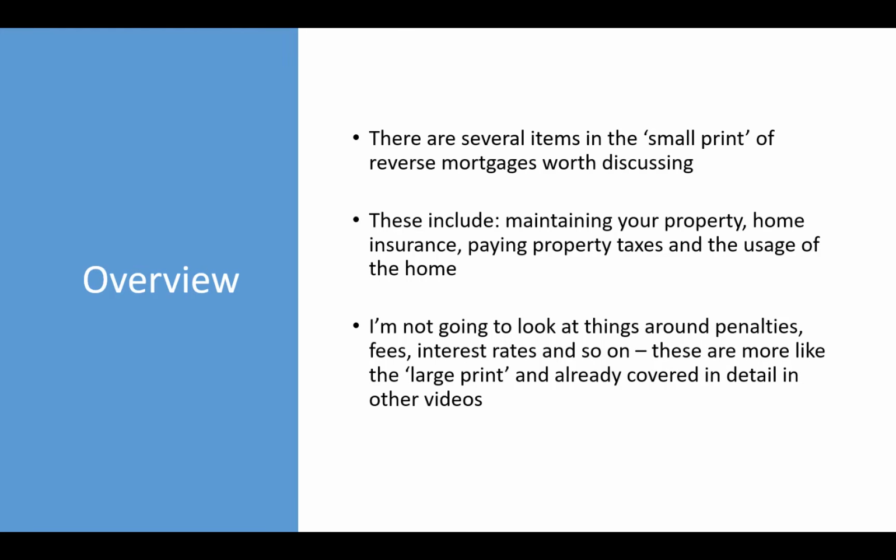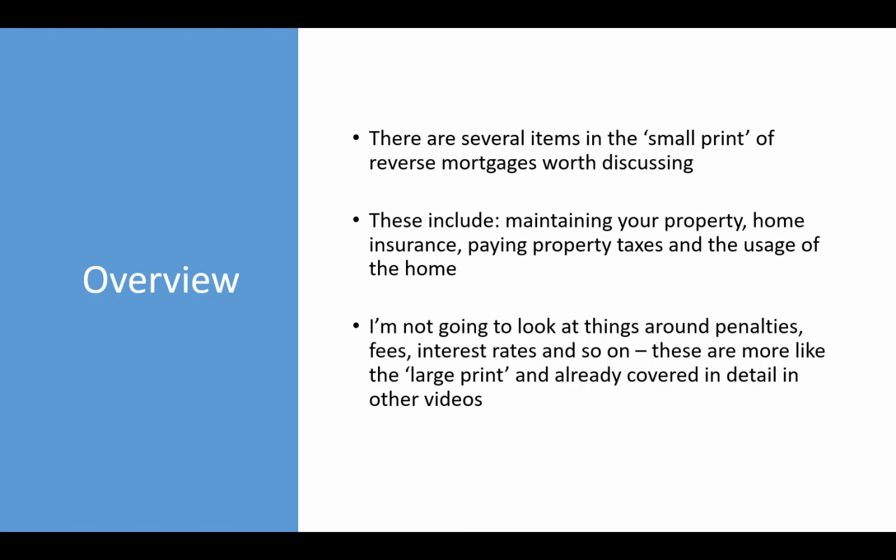Now, today I'm going to go through some of the small print items of reverse mortgages that are worth discussing. The most common ones I get asked about are maintaining your property, home insurance, paying property taxes, and the usage of the home. So like what you're allowed to use a home for, renting, for personal use, all that kind of stuff. I'm not going to look at things around penalties, costs and fees, and interest rates. These are probably more large print items and stuff that I've already covered in more detail in other videos. So I'm not going to touch on dollar stuff like penalties, fees, rates, more contractual stuff that's in the small print in this video.